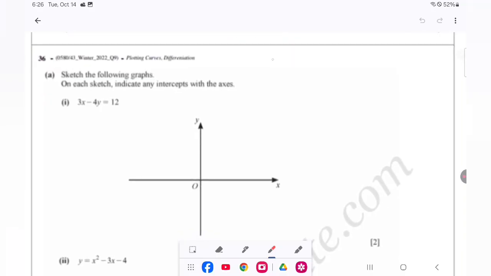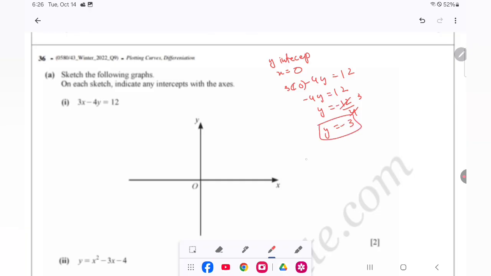Now for the y-intercept, the x will become 0. So 30 minus 4y is equal to 12. So minus 4y is equal to 12. Divide both sides by 4. 4 into 3 is 12. Multiply both sides with a negative sign. Negative of 3, this is our y.